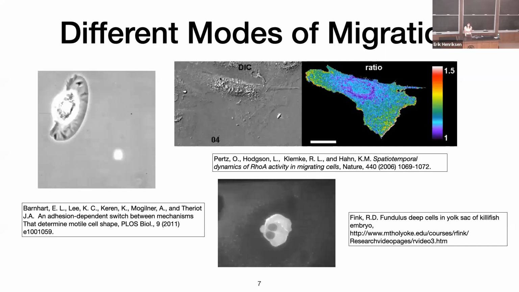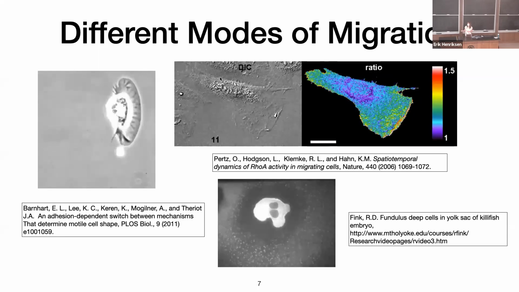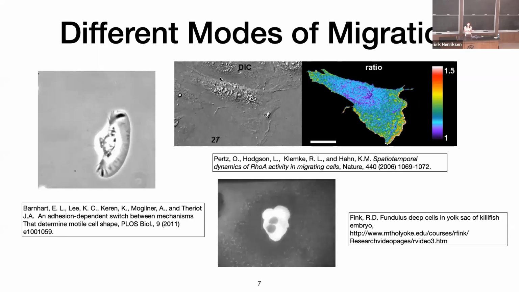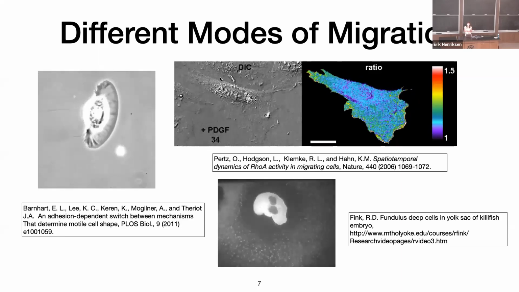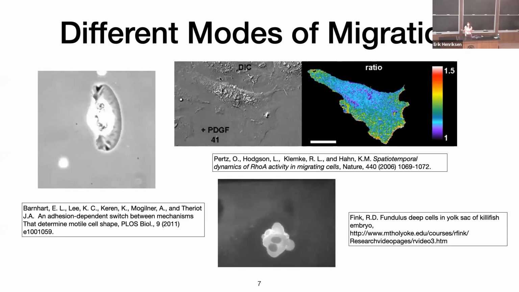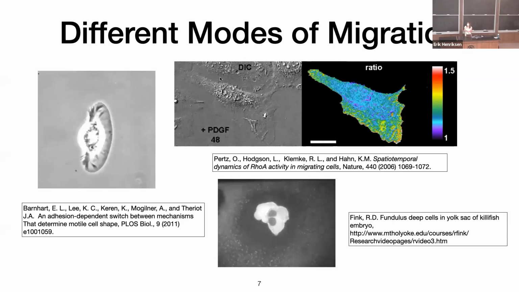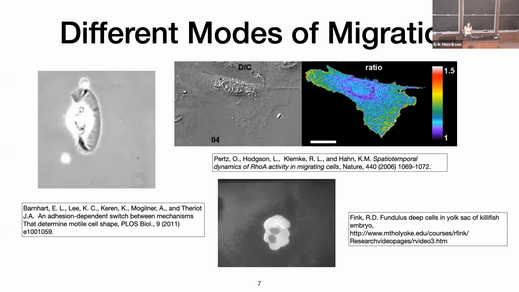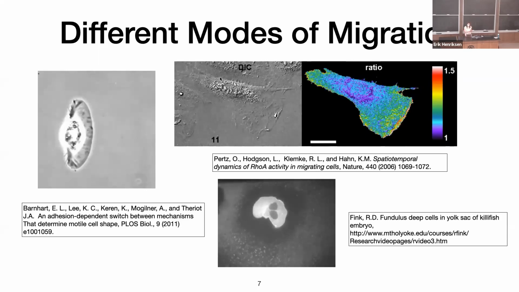The next one, I guess they're both playing at the same time. This is a fibroblast migrating in response to platelet-derived growth factor. So normally it's just sitting there, but when it's exposed to the signal, then it starts moving. And this is just showing a signaling protein, RhoA, in the cell.